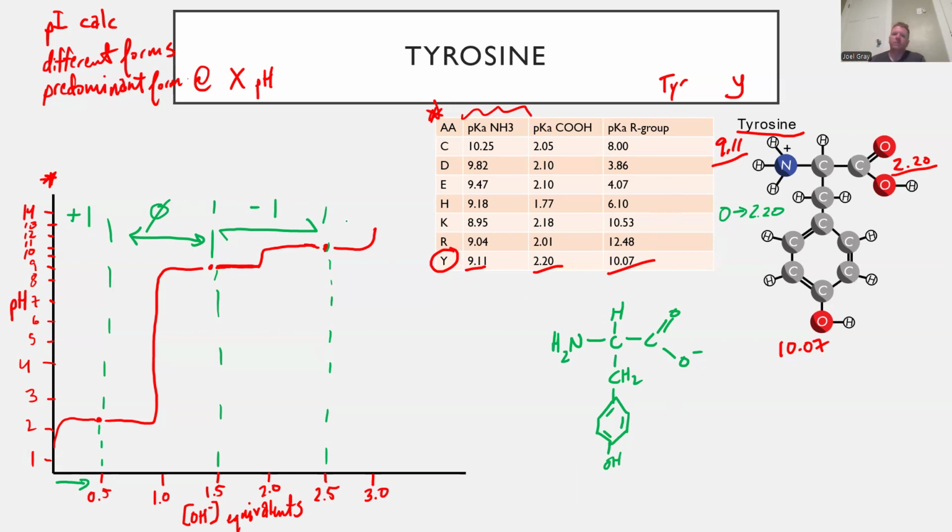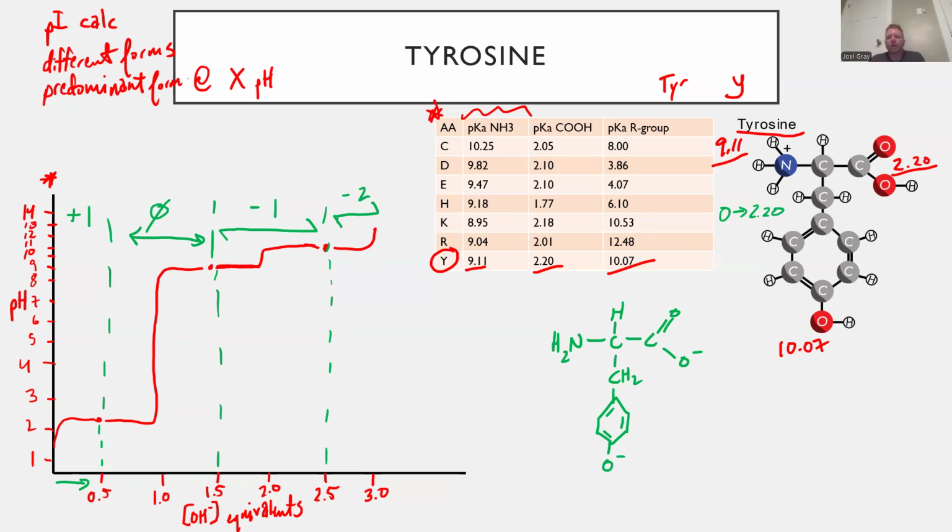And then above 10.07 is where I will have my fully deprotonated form of my molecule, which I'm going to update in the structure that I've got below. Rather than an OH, I have an O minus. So this is going to have a charge of -2. Okay. So that's the evolution of my molecule.